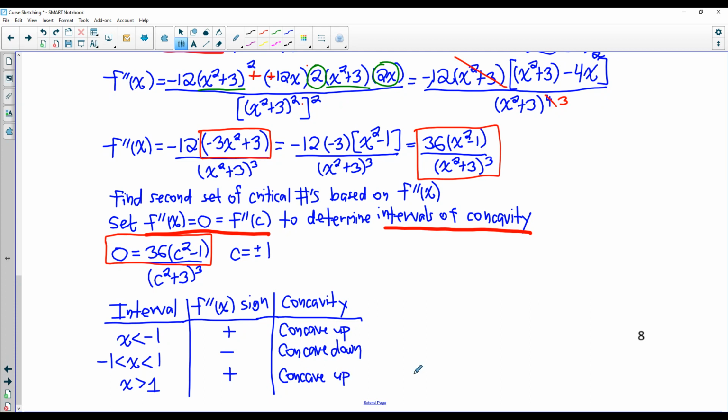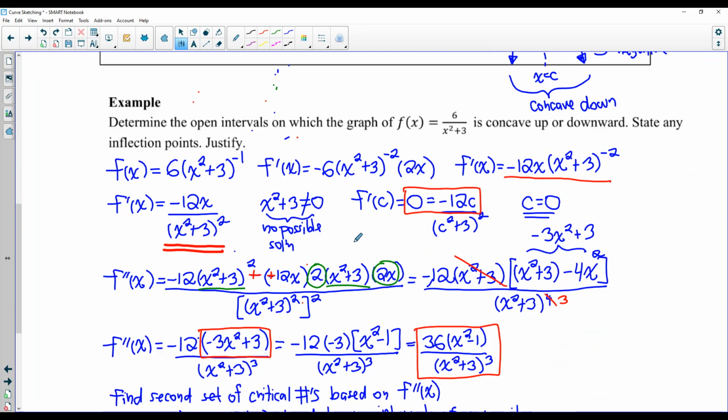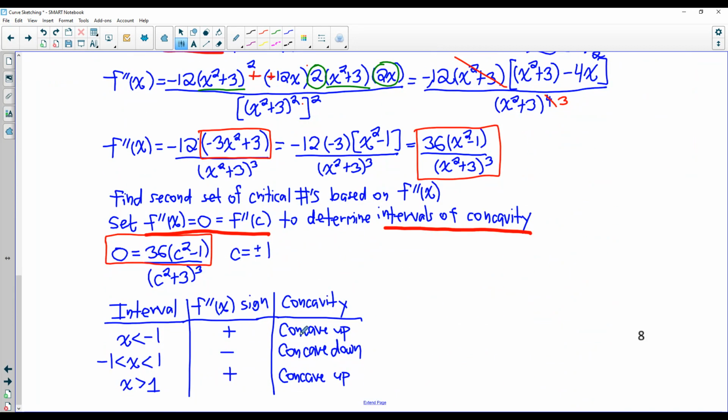Now, I'll show you what the graph looks like at the end, even though we haven't quite got to the point where we're ready to sketch this without the use of a calculator, but we're getting pretty close to being able to do it. But this essentially answers part of the question. So part of the question just said, which intervals are we concave up or concave down? Well, the chart nicely summarizes that. So if x is less than negative 1, concave up. If it's between negative 1 and 1, it's concave down. And if it's greater than 1, it's concave up.